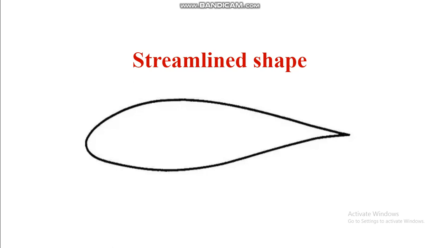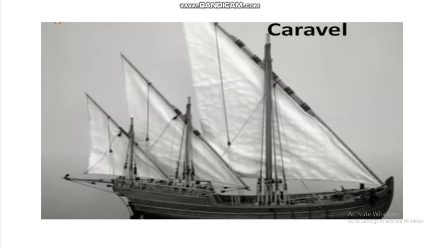Seeing all the fish swimming so fast and effortlessly, our ancestors realized that if they made a boat in the shape of a fish, that is streamlined, the boat could also go faster. They also learned to make better boats by joining several wooden planks. Thus they could make bigger ships from wooden planks. They made ships with sails for longer voyages in the sea. This beautiful ship was called a caravel.